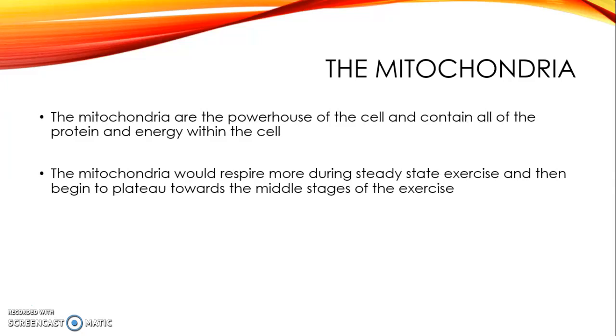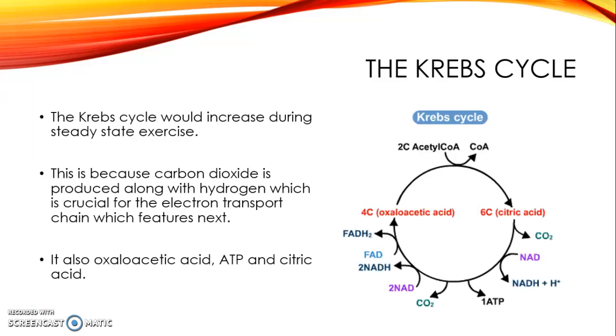The mitochondria would respire during steady state exercise and then begin to plateau in the respiratory rate of the mitochondria. This is because the rest of the body would be working at a plateau as well, so there'd be no need for the extra respiration. Now I'll move on to the Krebs cycle.